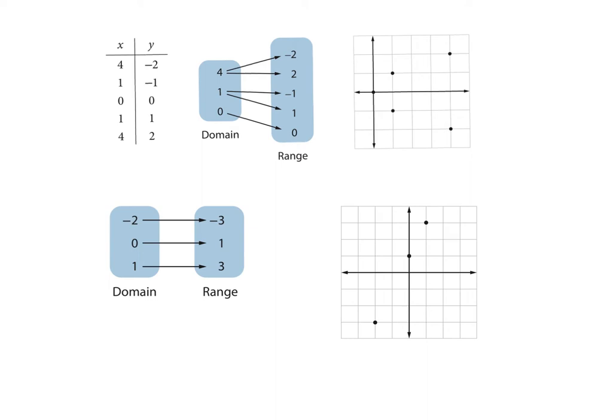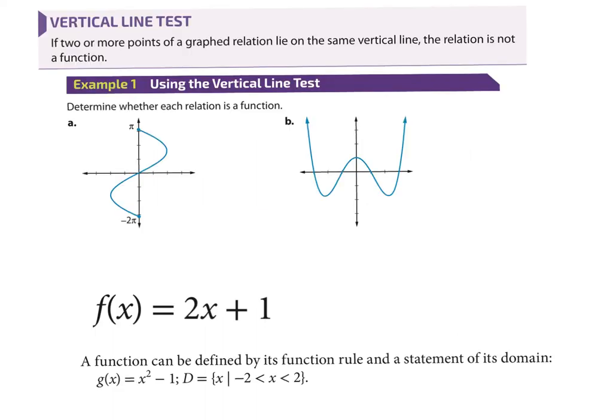All right, I could use the vertical line test here as well, even with the points. So the vertical line test is what you're used to when you see a graph. This is typically used for this type of graph. The vertical line test says that if two or more points of a graph of a function or relation lie on the same vertical line, the relation is not a function. So I should be able to draw a vertical line through any part of my graph and only hit it once, all right? Vertical line.